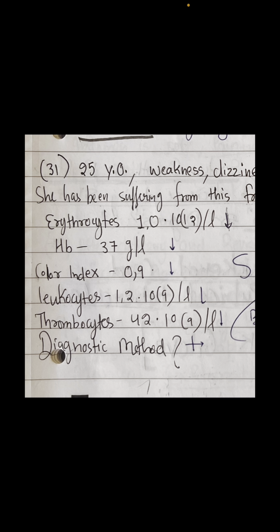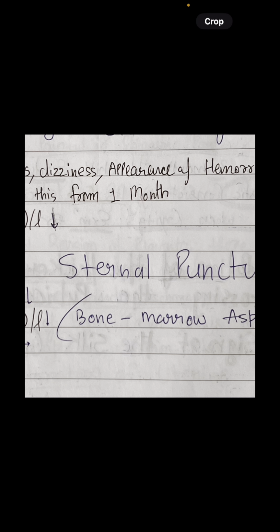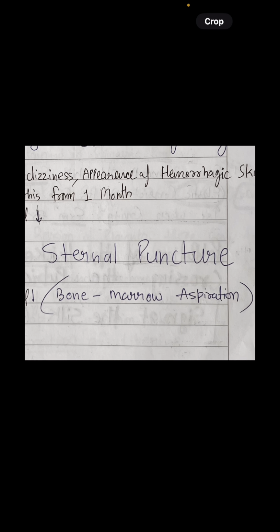We can suspect the problem is with the producer, because the producer is bone marrow, and when this many blood cells are low, we are suspecting bone marrow cancer, or some pathology with the bone marrow. So what we are going to do is sternal puncture, or bone marrow aspiration. We will take the biopsy from the bone marrow and we will diagnose what the pathology is exactly. So let's go next.